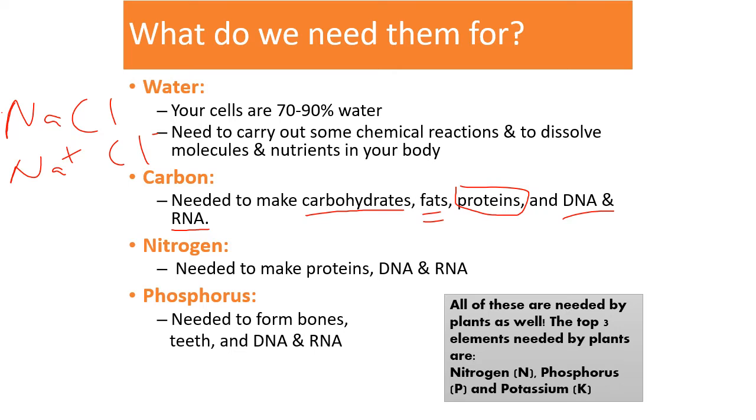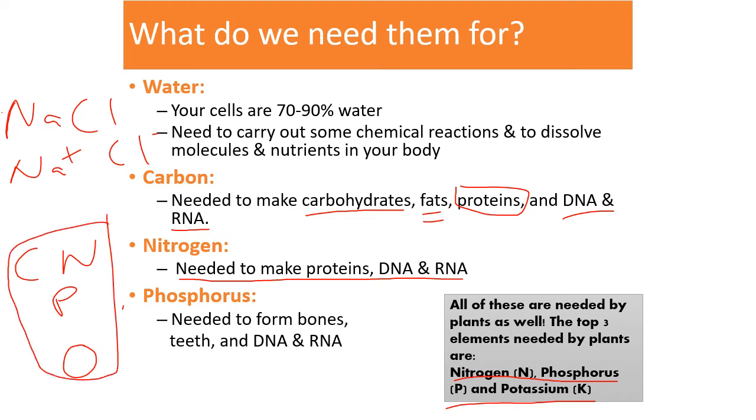Nitrogen is needed to make proteins, DNA, and RNA. And phosphorus is needed to form bones, teeth, DNA, and RNA. So the top three elements needed by plants are nitrogen, phosphorus, and potassium, where for humans it's carbon, nitrogen, and phosphorus. And of course, we all need oxygen. But these four are the most important for humans, and these three are the most important for plants.